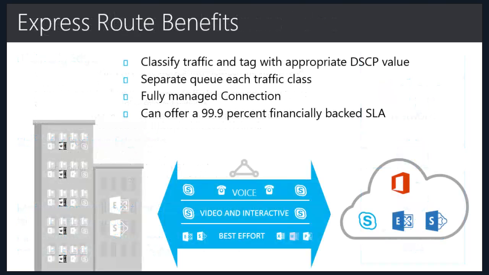So what's ExpressRoute? Why would people want ExpressRoute? Well, we've talked about this quite a bit, and these are very good benefits of ExpressRoute, because ExpressRoute will be a managed connection to Office 365 or other destinations. So you can classify and tag traffic. You've got separate queues for each traffic class, and it's a fully managed connection. It can also offer you a 99.9% financially backed SLA. So when it comes to connecting to Office 365, it is undoubtedly a more reliable connection and a better backed connection than the default internet connection.